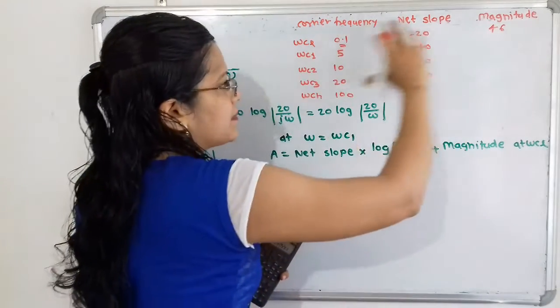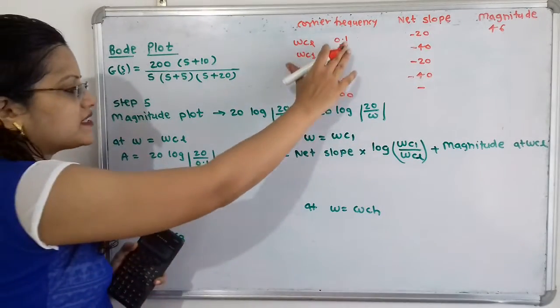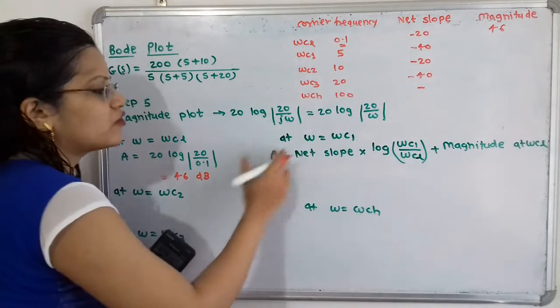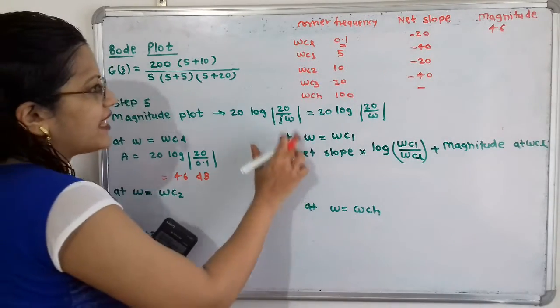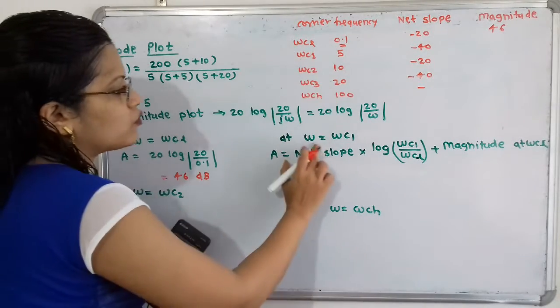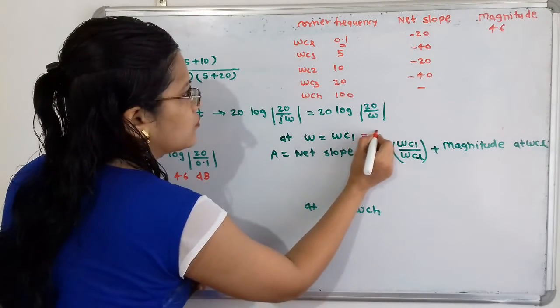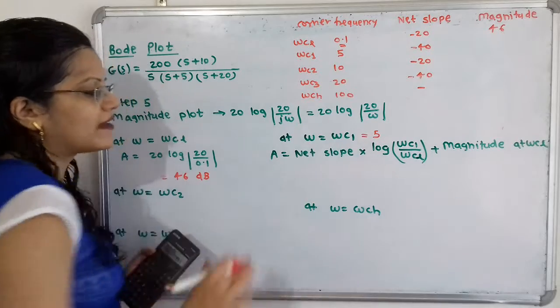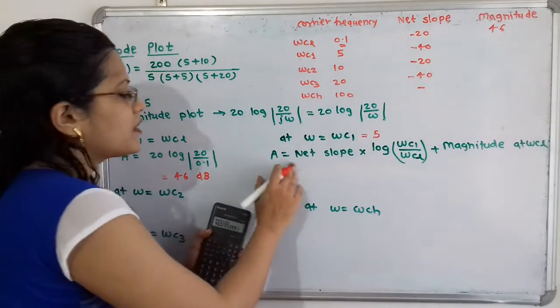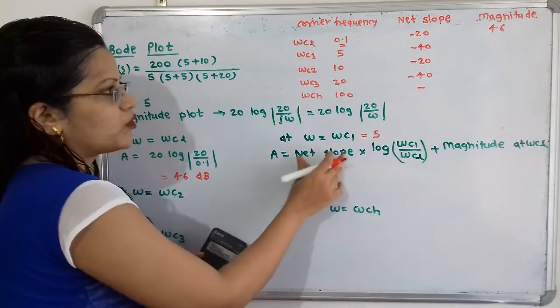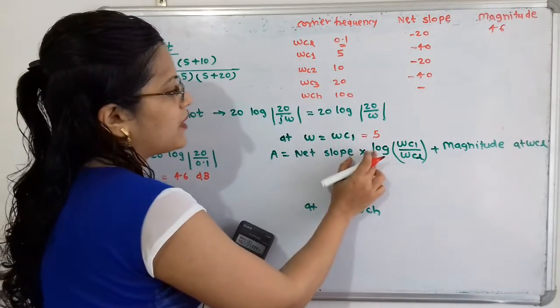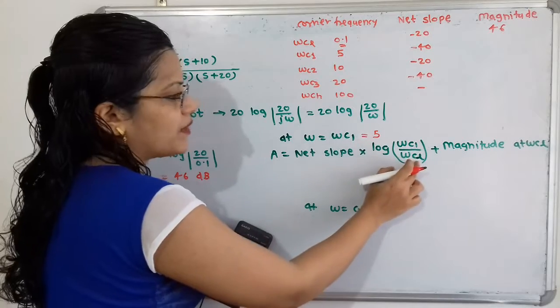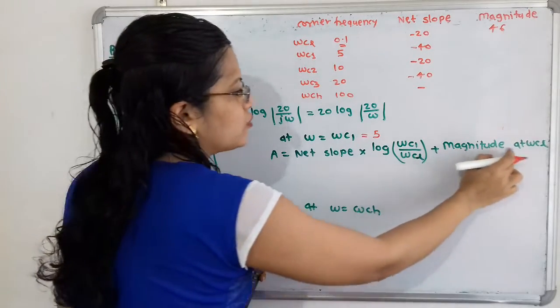Now why this table is important? This table is important to calculate the magnitude for the next frequency. So next frequency is omega is equal to omega C1, which is equal to 5. So how to calculate? So here is the formula. A is equal to net slope for the previous frequency we have to take, multiplied by log of omega C1 by omega CL, plus magnitude at omega CL.